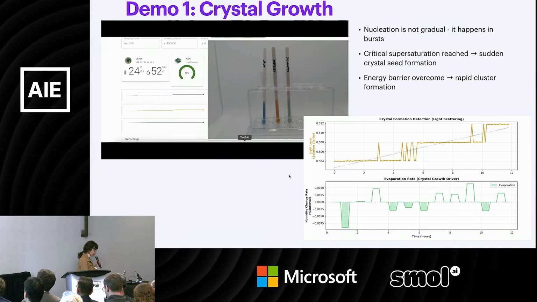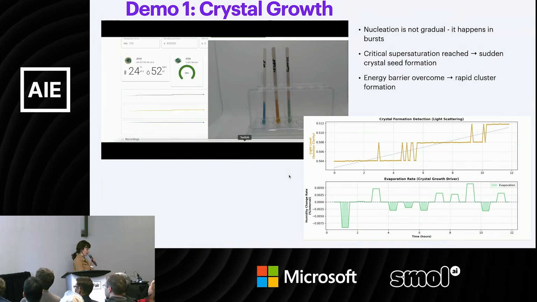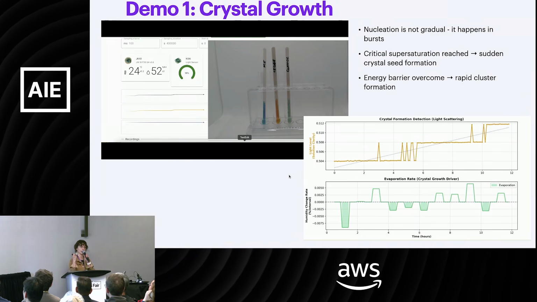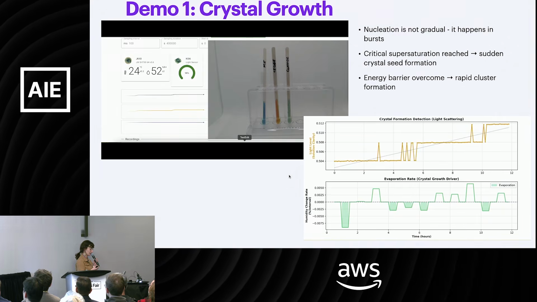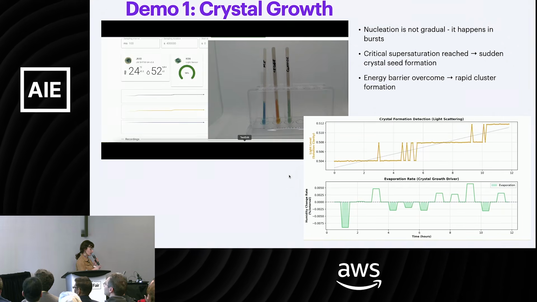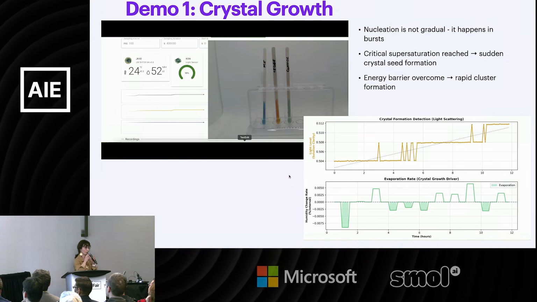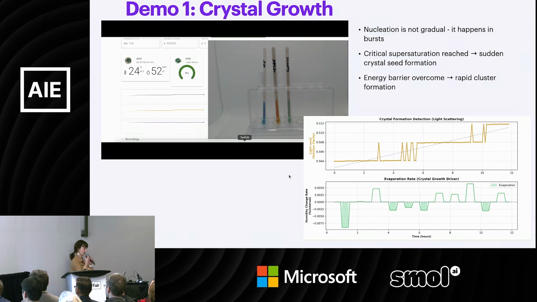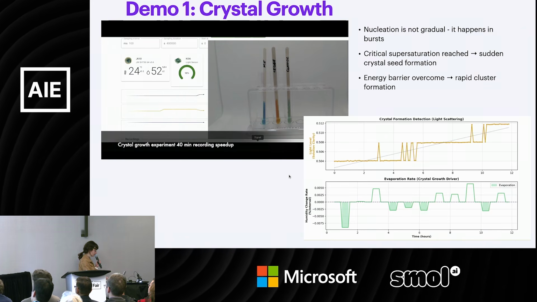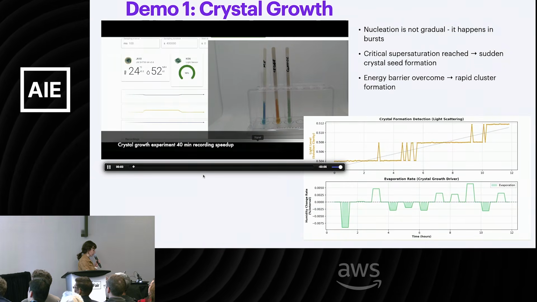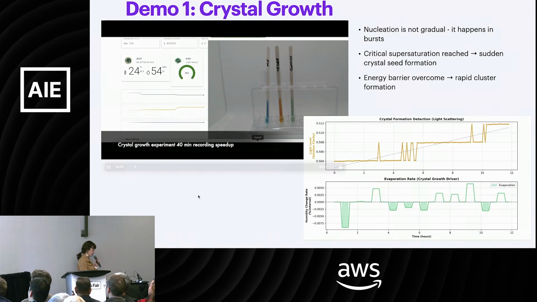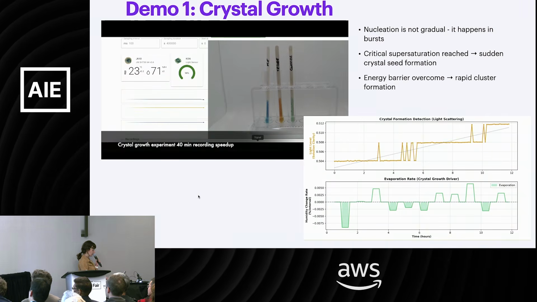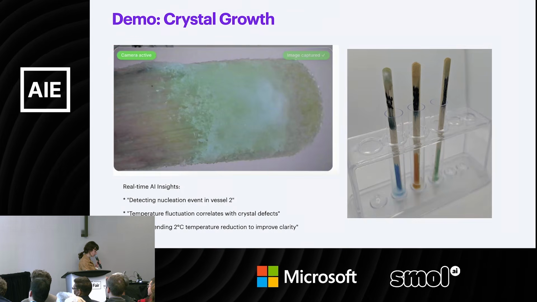And the insight I got from this is that the crystal formation is actually not gradual, that it happens in bursts. So that was something that surprised me when I looked at the data. So once the critical saturation is reached, there's sudden crystal growth formation. So it's not something that slowly grows, but it grows in bursts. And here's a 40 minute recording of the crystal growth, super sped up. So you can see how the humidity and the temperature were changing.